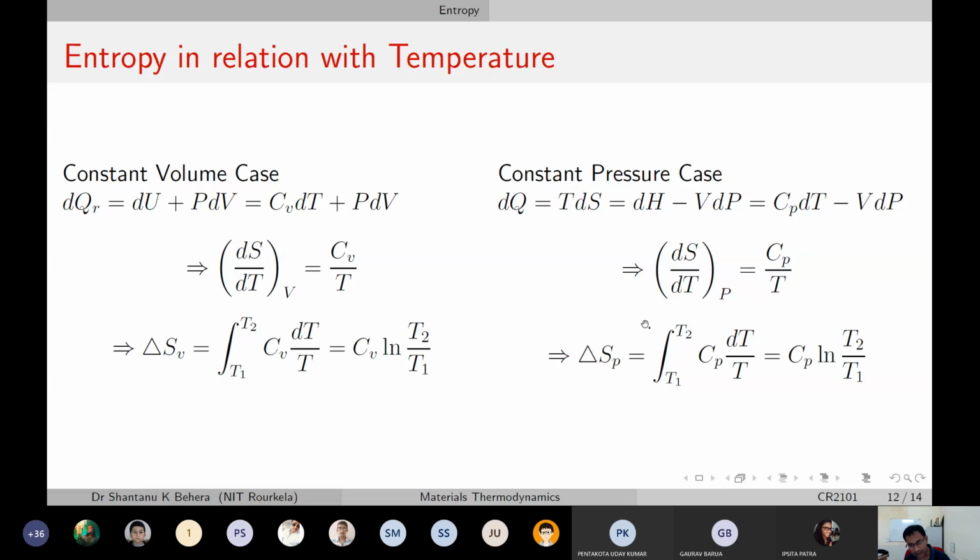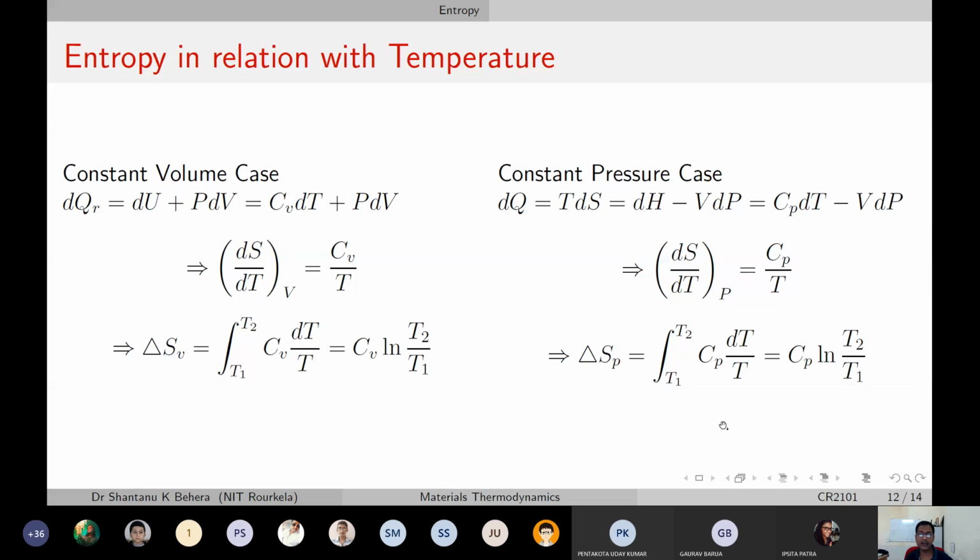So if you take the entropy change at constant pressure from temperature 1 to temperature 2, it's going to be Cp integral dT by T, which is Cp ln T2 by T1. So you'd see that it's an interesting combination of properties here. The entropy change in a constant volume process is simply related to Cv, logarithm of T2 by T1. The entropy change in a constant pressure process is Cp ln T2 by T1.